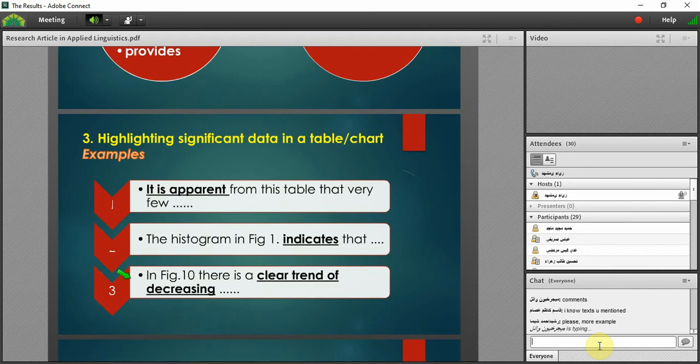In figure 10, take a look at the third example. In figure 10, there is a clear trend of decreasing. What does that mean? Based on the data in figure 10, you will see a decreasing trend, but you add a few lines telling this to the readers. Very easy.